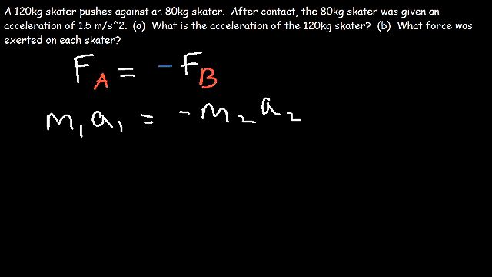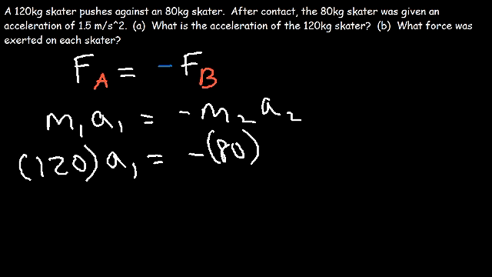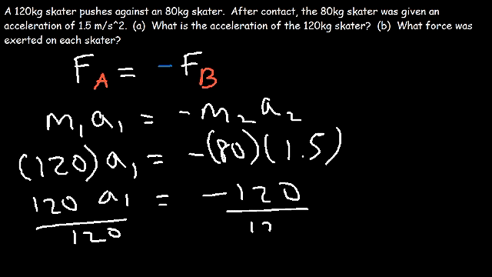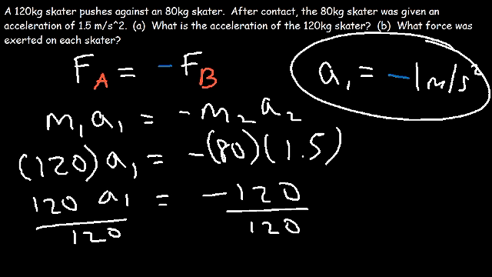Now, all we got to do is plug in the information. The mass of the heavy skater is 120 kilograms. We don't know the acceleration of the heavy skater. We need to find it. The mass of the light skater is 80 kilograms, and his acceleration is 1.5. Now 80 times 1.5 is 120. And if we divide both sides by 120, we can see that the acceleration of the 120 kilogram skater is -1. The negative sign simply tells you that his acceleration is opposite to the other skater. But since he has a larger mass, his acceleration should be less than the skater with less mass. The skater with less mass will experience a larger acceleration.